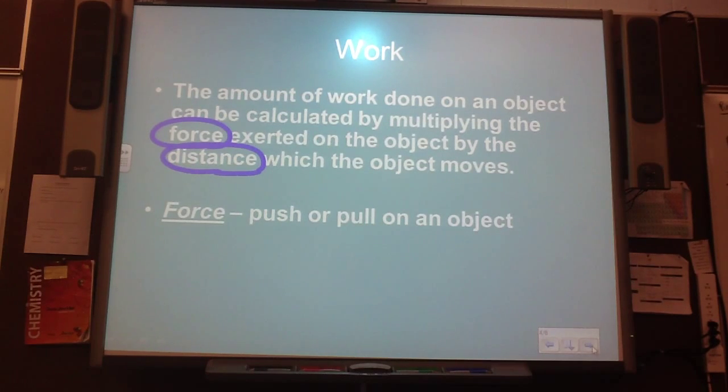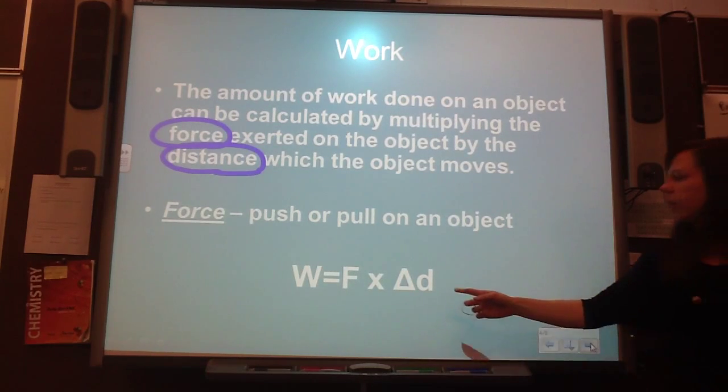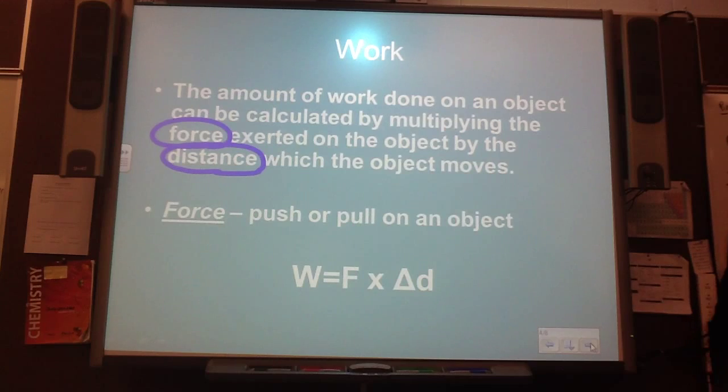The next one you see there, the 1, 2, 3, 4, 5, 6th one down, says W equals F times delta D. Highlight or circle that one. Is delta like a sideways triangle? Yeah, the triangle stands for change. So whenever you see that, that means change in. So that just means change in distance.